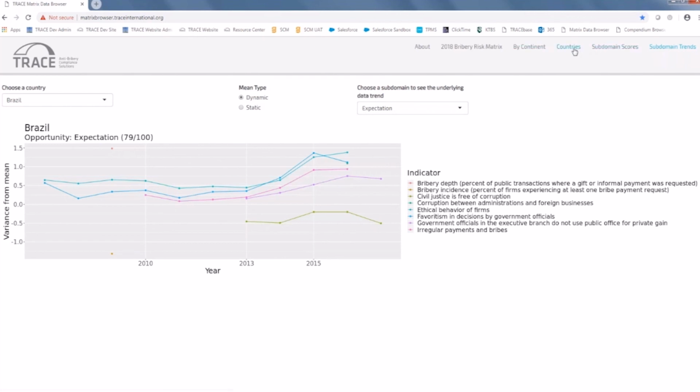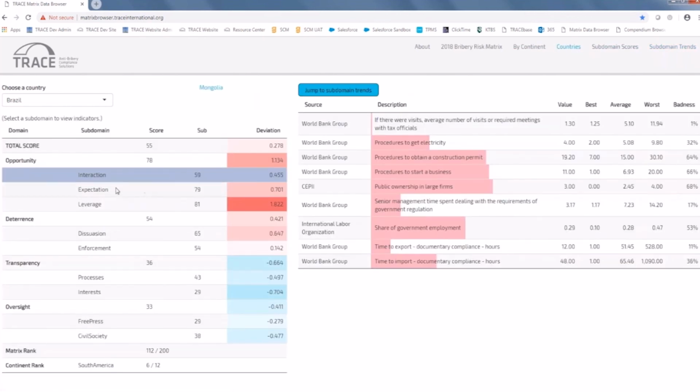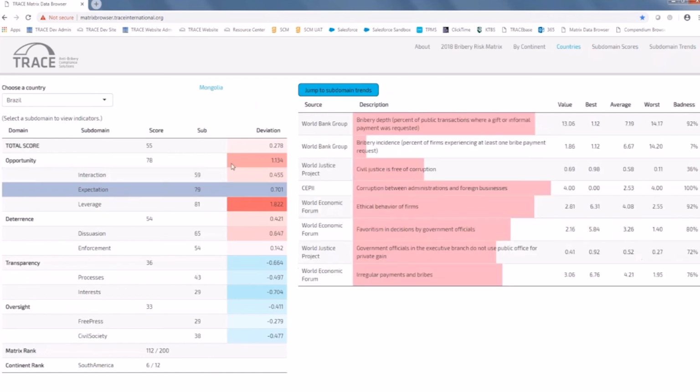And we can see that if we take a look back at countries and back at Brazil and look at expectation. This is a very dramatic difference here. Usually these two go hand in hand.